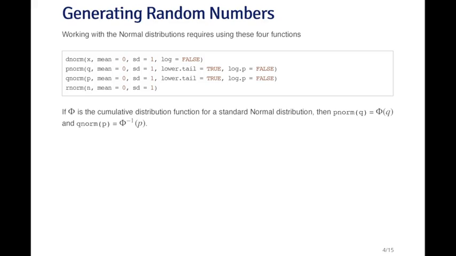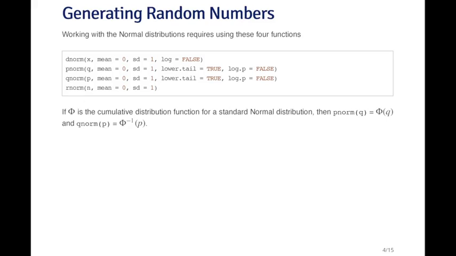I mentioned there's dnorm, pnorm, qnorm, and rnorm, and you can see they each take a number of different parameters. All of the functions require that you specify the mean and the standard deviation, because that's what specifies the actual probability distribution. If you do not specify them, then the default values are a standard normal distribution, which has mean 0 and standard deviation 1.